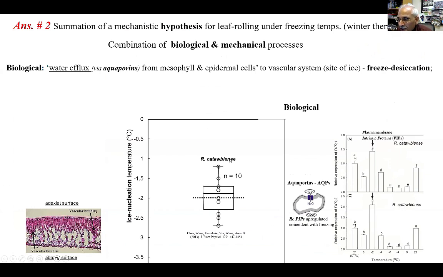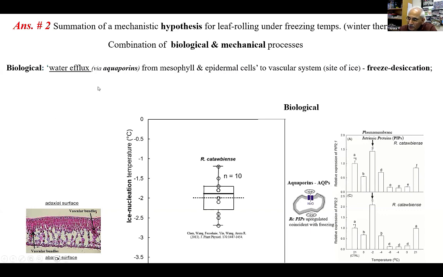This is my last slide. So here, the answer to question number 2, where we are trying to learn a little bit about the mechanism of thermonasty, we believe that it is a combination of 2 processes. It's a combination of a biological process as well as a mechanical process that explains this leaf rolling, at least.